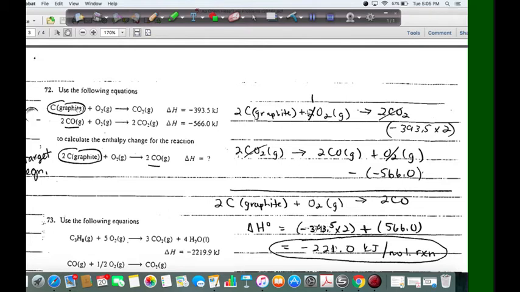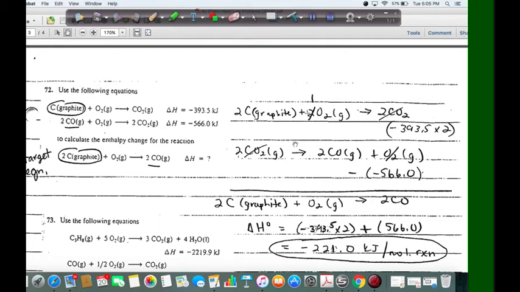So again, I see carbon in its graphite form in my target equation with a 2 in front of it. So everything in this equation is going to get multiplied by 2, kind of like we did in the other problem. I see that I need a 2CO on the right side. Well, 2CO is on the left, so I have to flip the entire equation, write it backwards. So that gives me 2CO2 on the left side, gives me 2CO plus O2 gas on the right side. Because I flipped it, I have to change the sign on the negative 566, so it's actually positive 566.